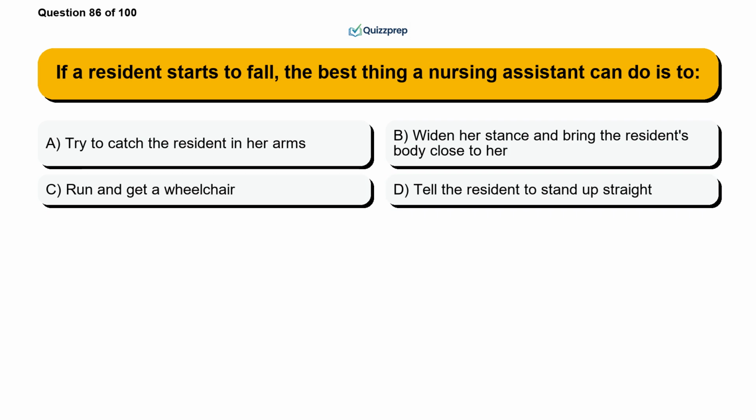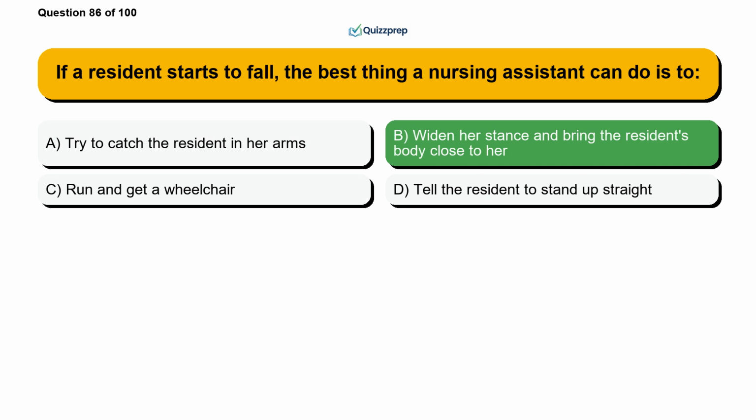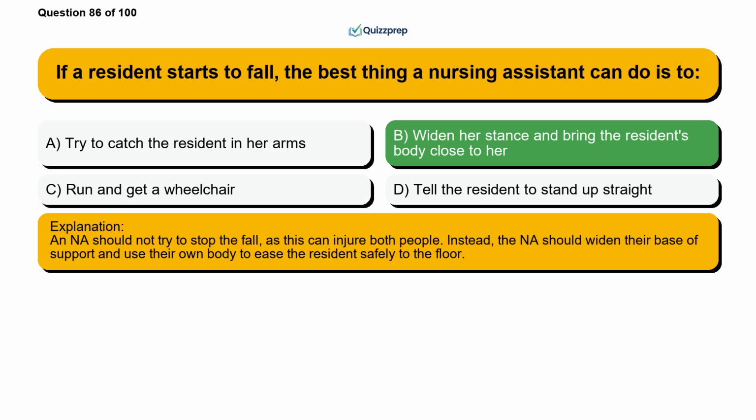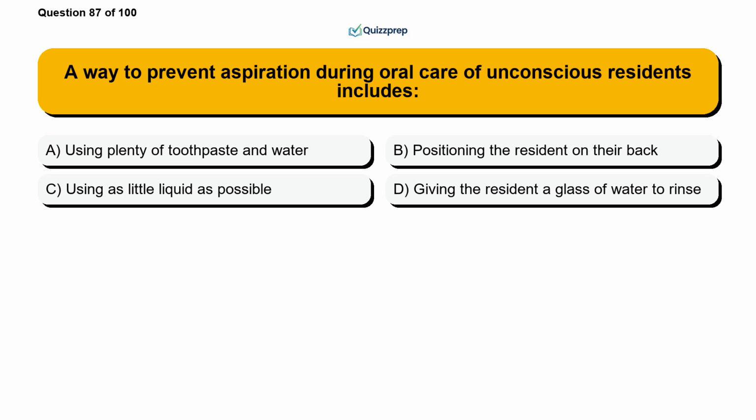Question 86. If a resident starts to fall, the best thing a nursing assistant can do is to: Option A, try to catch the resident in her arms. Option B, widen her stance and bring the resident's body close to her. Option C, run and get a wheelchair. Option D, tell the resident to stand up straight. The correct answer is option B, widen her stance and bring the resident's body close to her. A NA should not try to stop the fall, as this can injure both people. Instead, the NA should widen their base of support and use their own body to ease the resident safely to the floor.